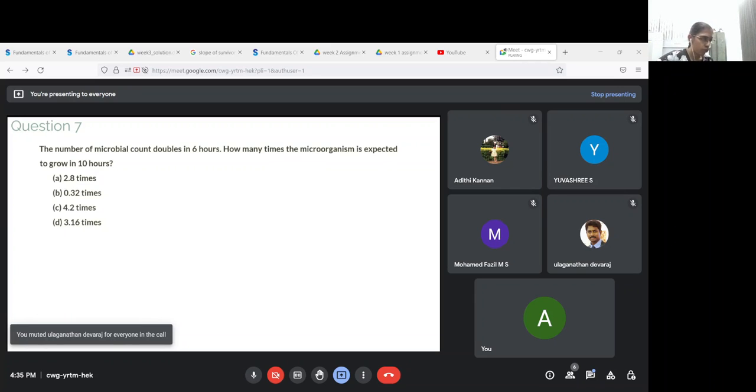So this is pretty straightforward. The number of microbial count doubles in 6 hours. How many times does the microorganism grow in 10 hours? So how will you proceed with this? What is N here? That is the number of microbial cells in 6 hours.